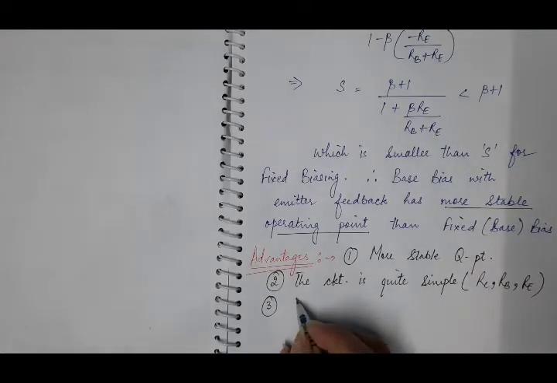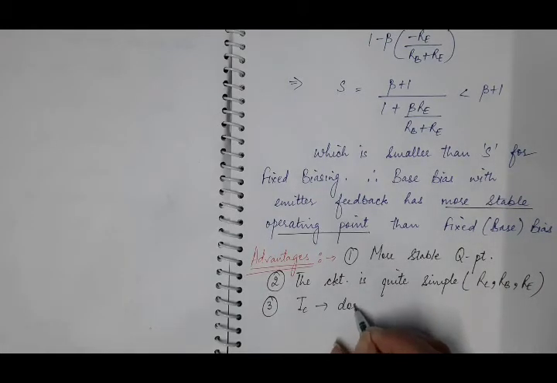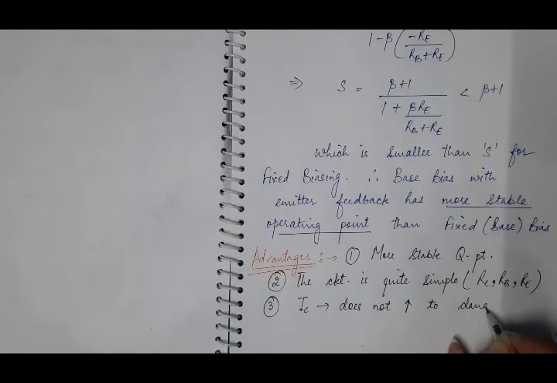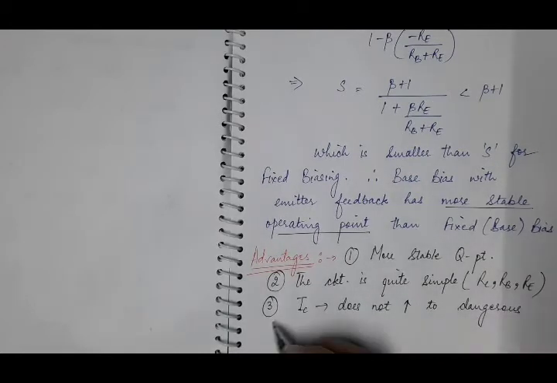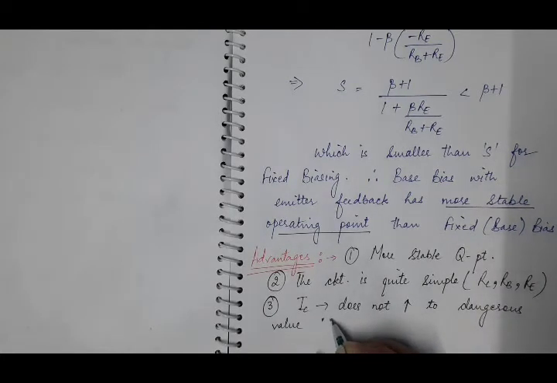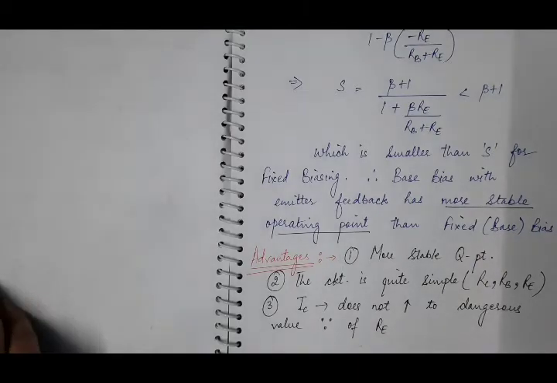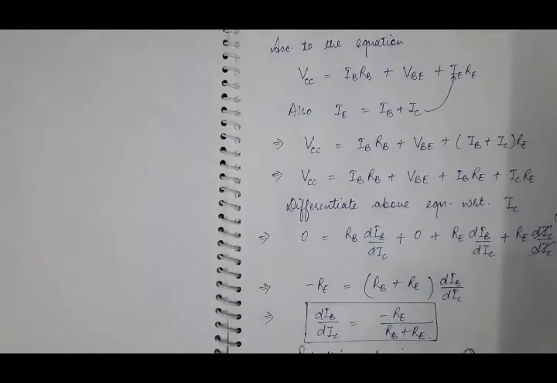So third is the collector current, it does not rise to a dangerous value because of the presence of RE. How? You have to know its reason, because the voltage drop across RE will increase. Now RE is fixed. If the voltage drop across RE increases, it means IE increases. If IE increases, then IB will decrease according to this equation.